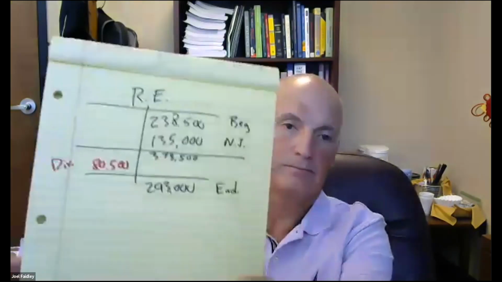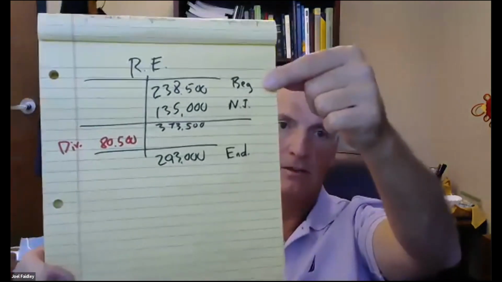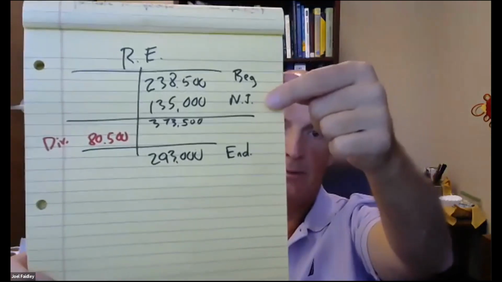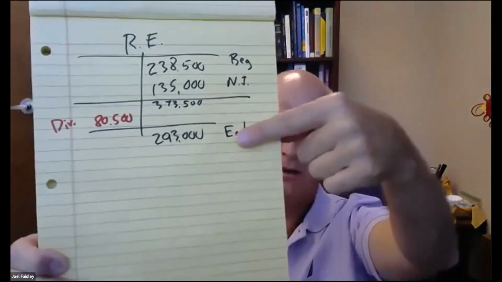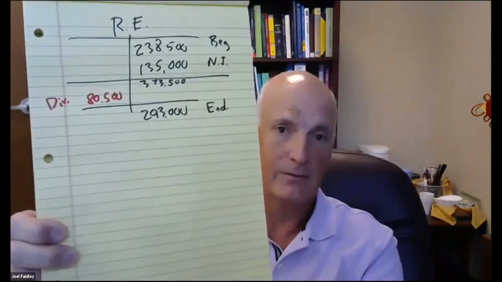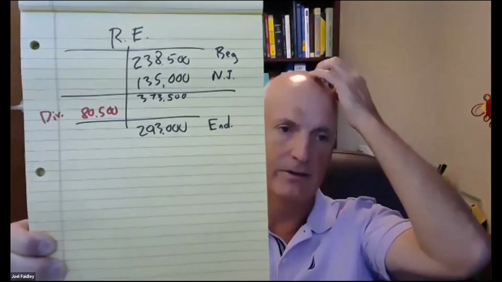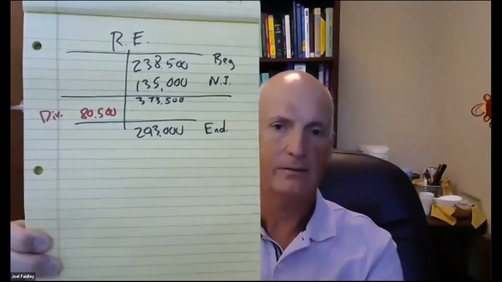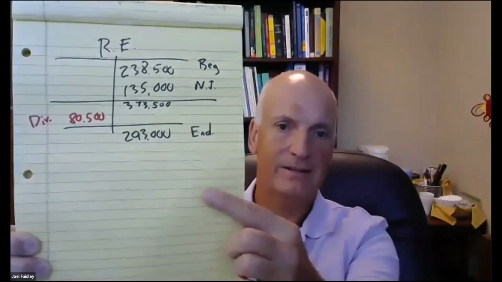Hopefully that was the answer. So there's your beginning retained earnings. You know what your net income is. So that gives you a trial balance number of that. And so if we know the ending balance is this, then our dividends must be, because that's the only other thing that impacts retained earnings. You get prior period adjustment, but you don't have to worry about that in this class. So dividends should be 80,500 to make this thing balance.